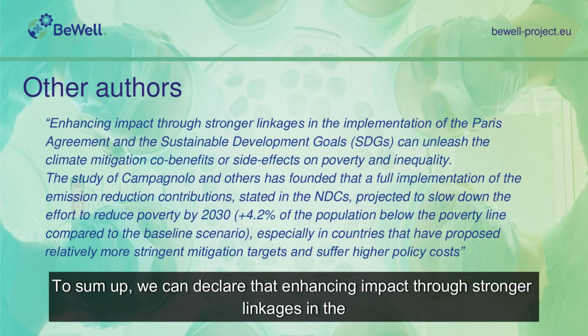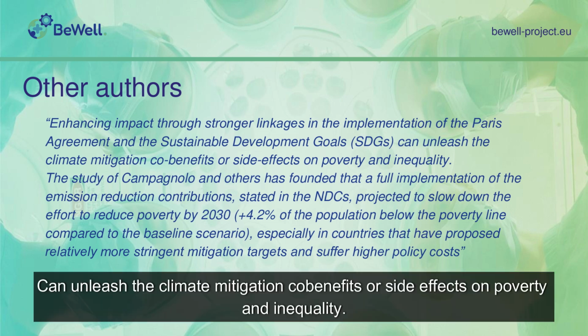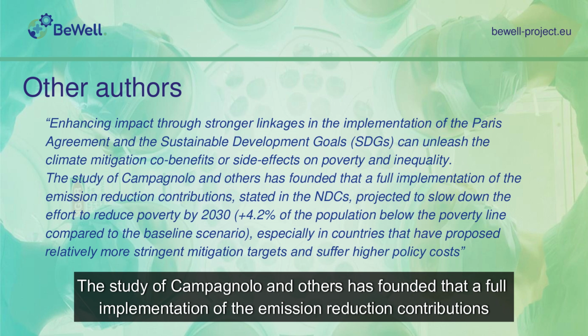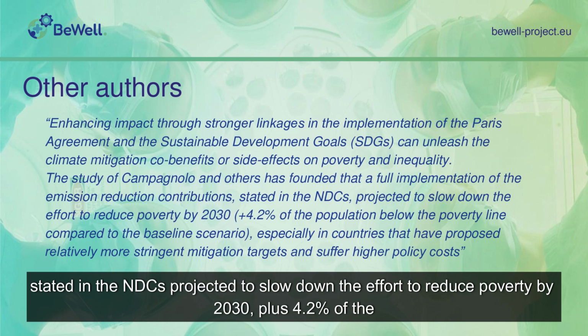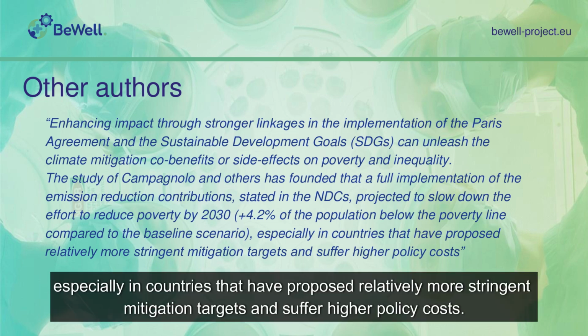To sum up, we can declare that enhancing impact through stronger linkages in the implementation of the Paris Agreement and the Sustainable Development Goals can unleash climate mitigation co-benefits or side effects on poverty and inequality. The study of Campagnolo and others found that a full implementation of the emission reduction contributions stated in the NDCs is projected to slow down the effort to reduce poverty by 2030, with plus 4.2% of the population below the poverty line compared to the baseline scenario, especially in countries that have proposed relatively more stringent mitigation targets and suffer higher policy costs.